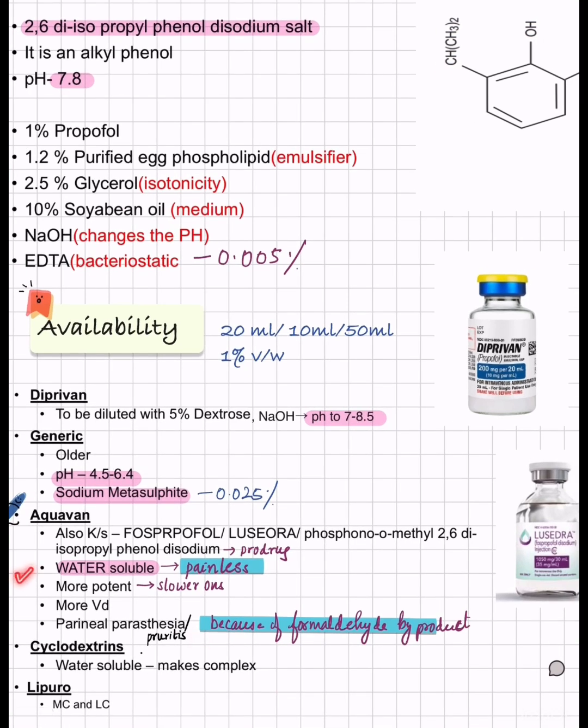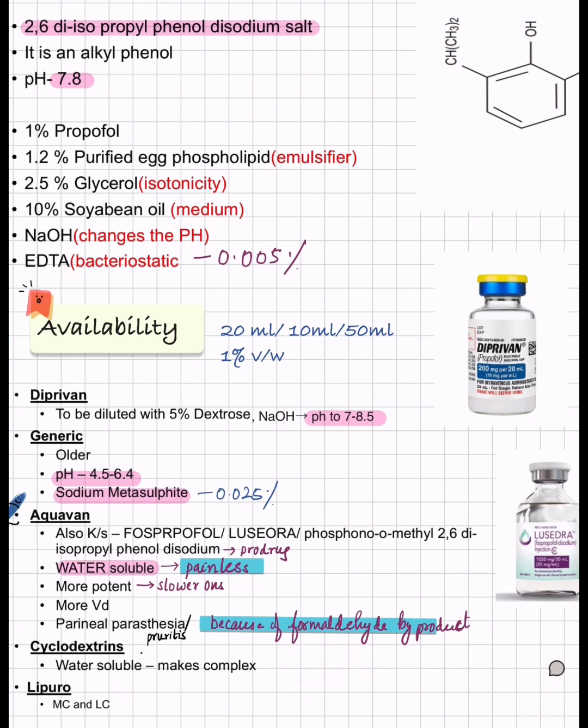Although it is water soluble, it decreases the pain during injection, and it has slower onset of action because it is more potent and has more volume of distribution. Coming to other formulation, that is cyclodextrin. Cyclodextrin, how does it work? It makes the complex with propofol, which makes it water soluble and hence again makes it painless.